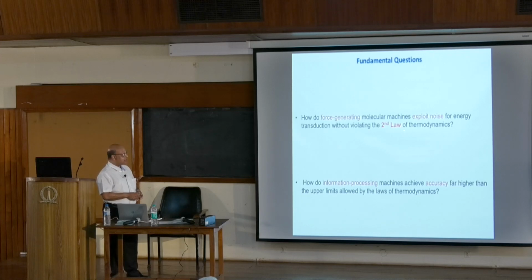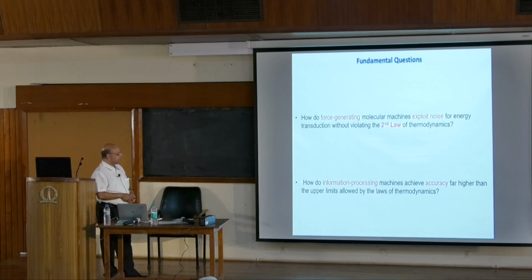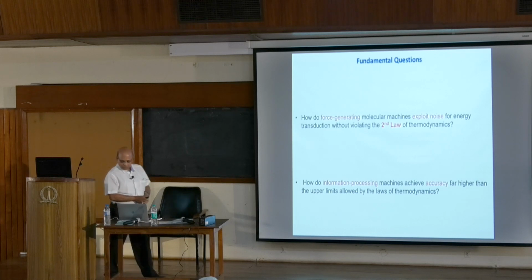Now, does it violate the second law? We'll see that it doesn't. And then the second question: how do information processing machines achieve an accuracy which is orders of magnitude higher than the upper limits allowed by the laws of thermodynamics?